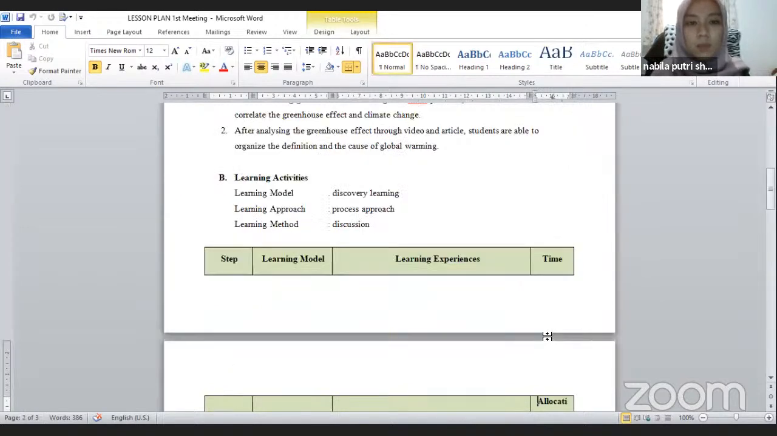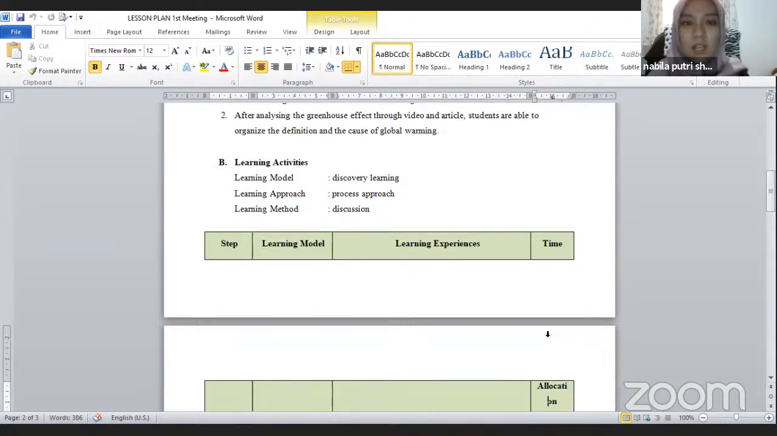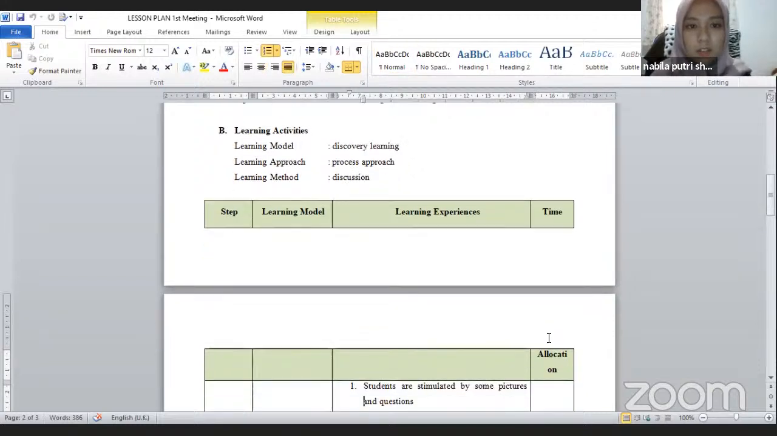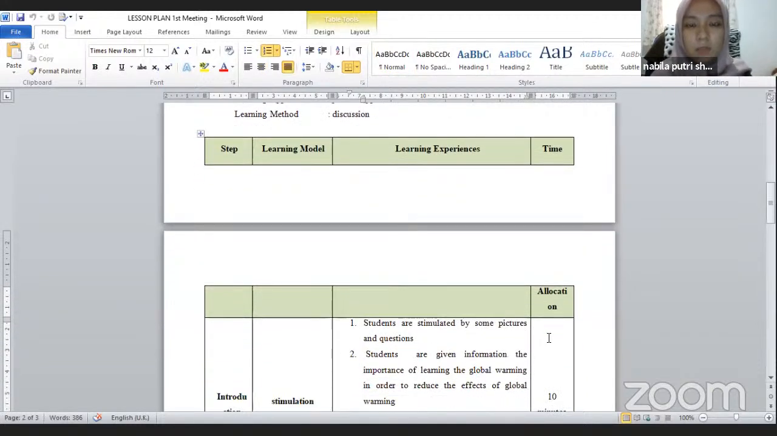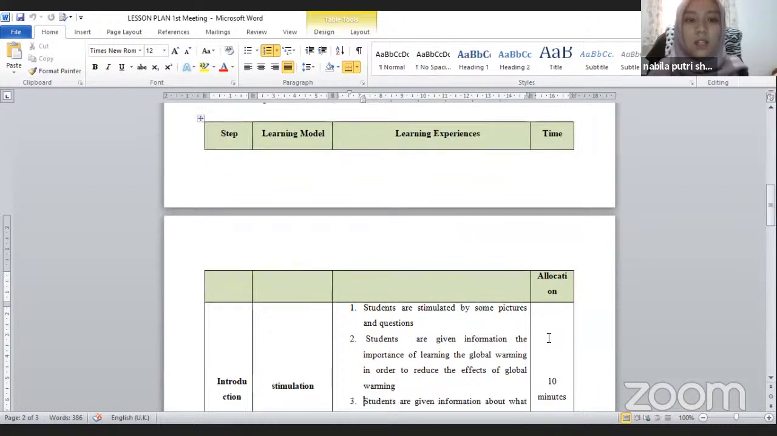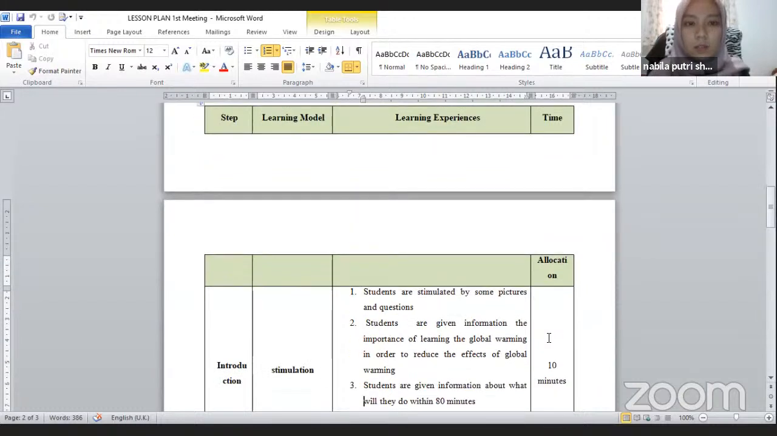The learning model in this lesson plan is discovery learning, which means the students will experience some process activity, and the learning approach is the process approach. The learning method is discussion. For the experiences, there are several stages based on the learning model. The first is the introduction step.